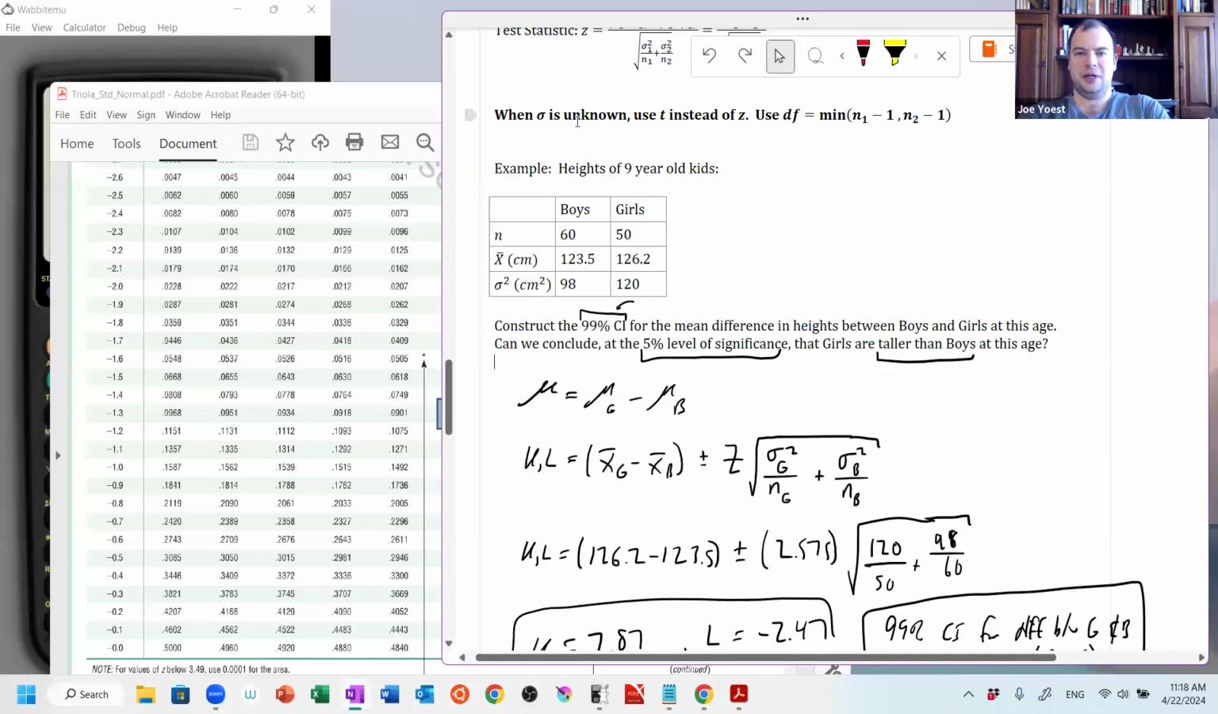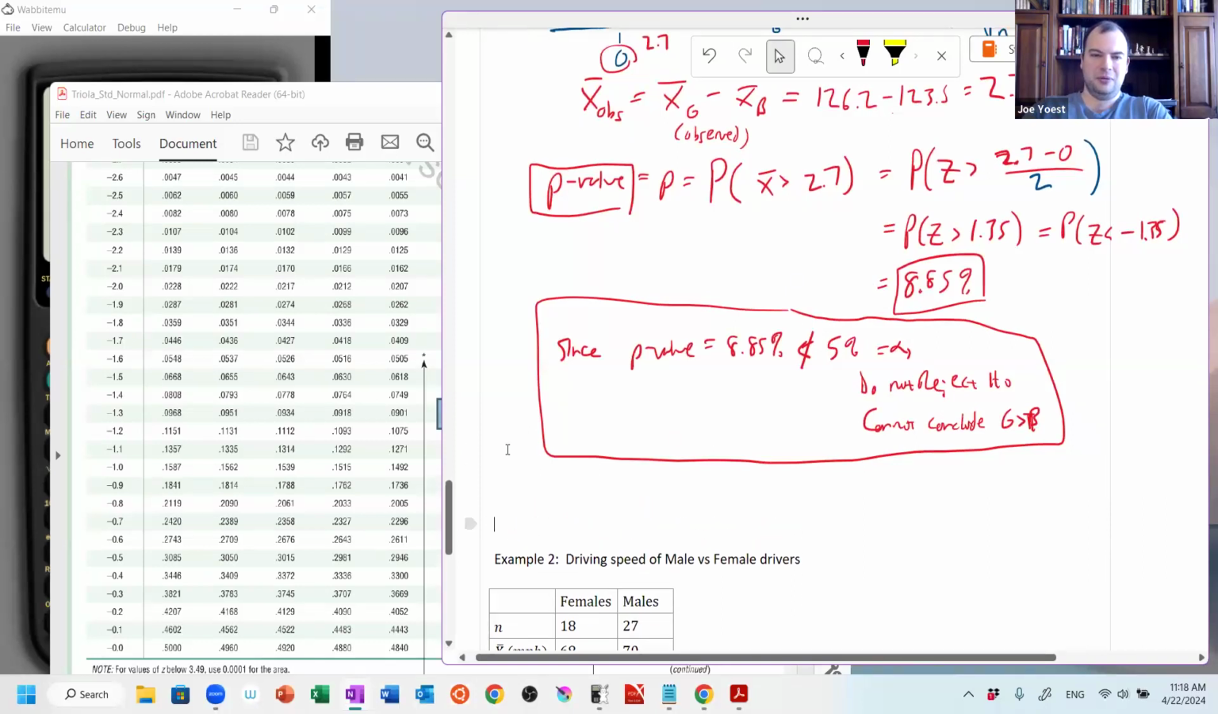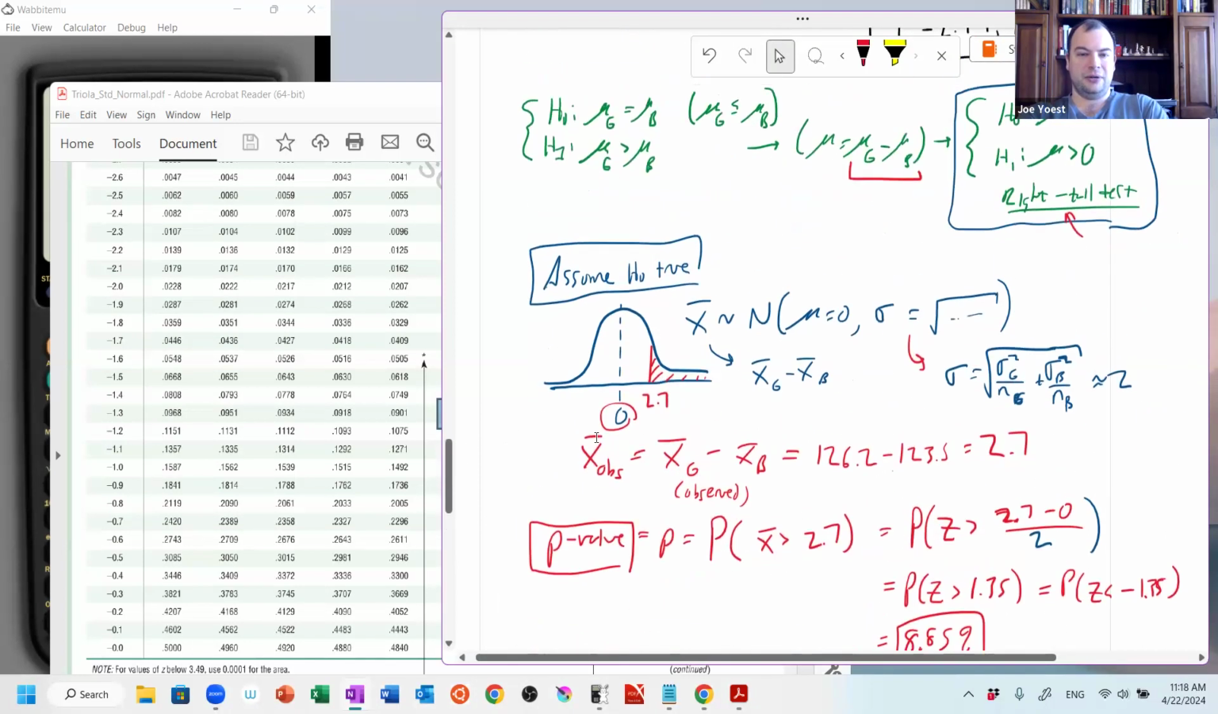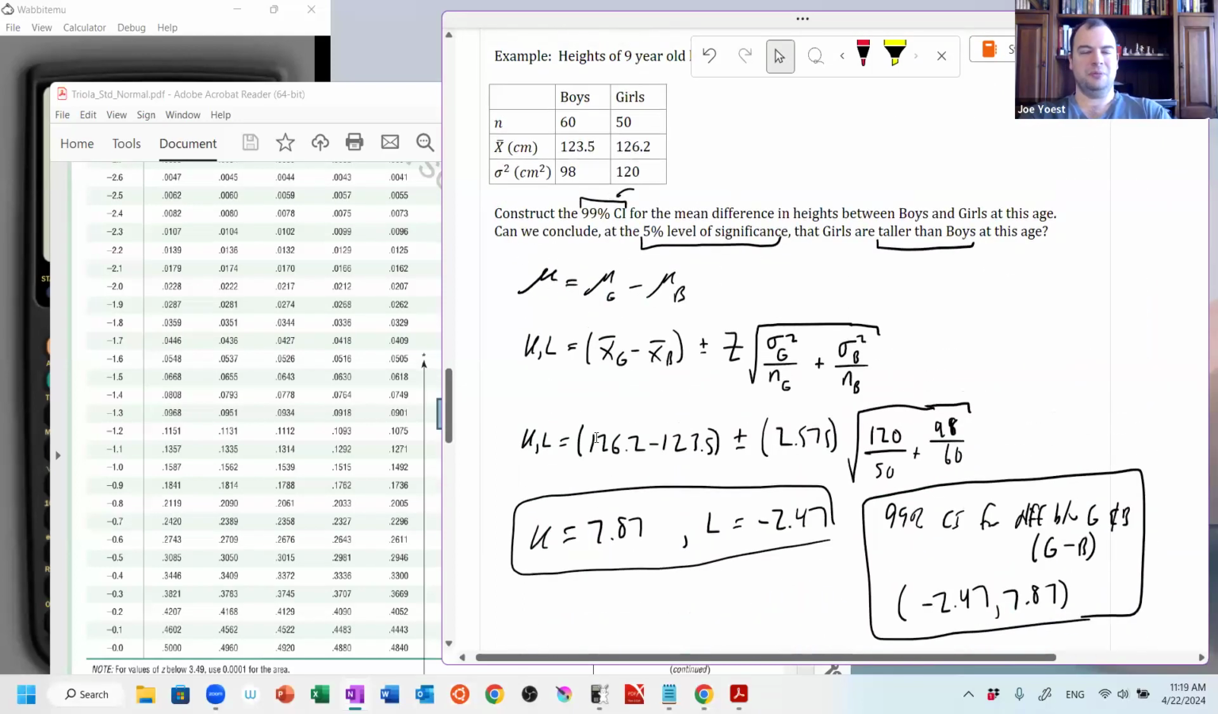Any questions on any of this? And of course, just like before, we could also do the critical value method or rejection region method. Both of those would be equally valid approaches to answer the same question.